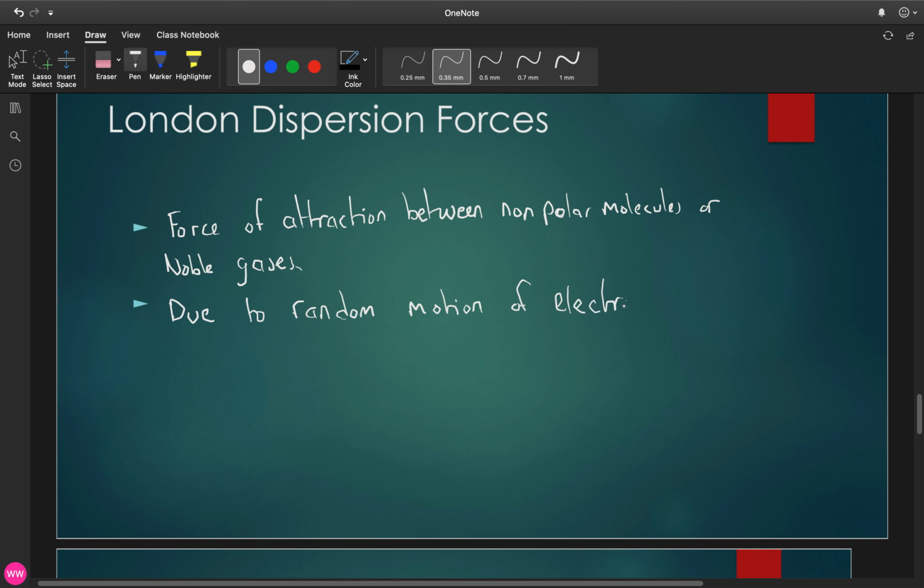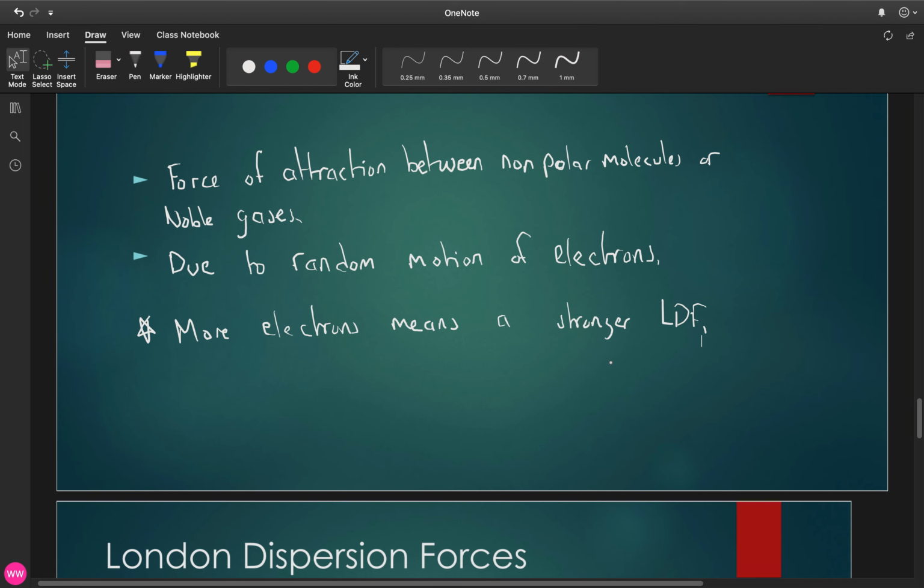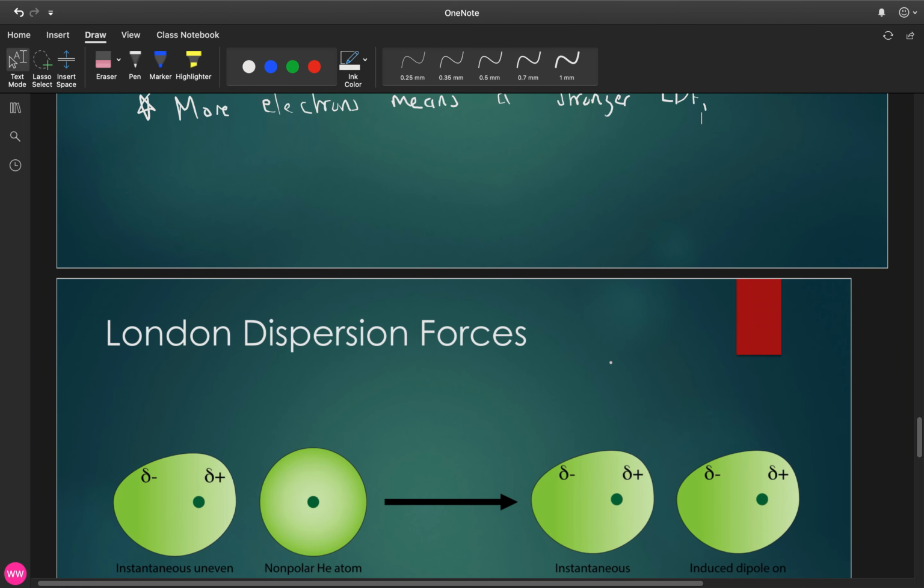And because of this statement, we also know that more electrons means a stronger LDF, London dispersion force.